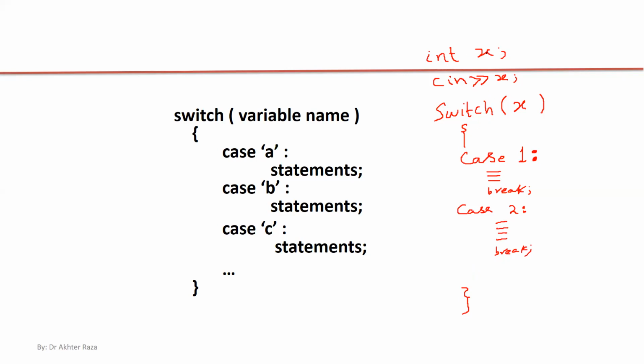The variable x is declared, then the value is inputted by the user. Suppose the user puts the value 2 into the variable x, then these works will not be done, only these works will be done, and then control comes out. If the user inputs the value 3, then it is not 1, it is not 2. So if there is a case 3, then the action of case 3 will be performed. So this is the structure of the switch statement.